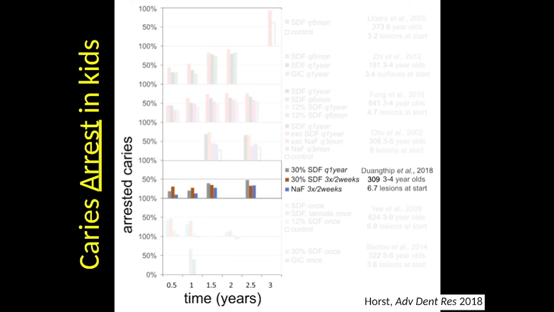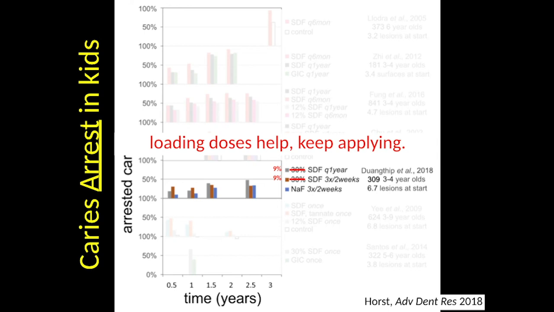This study is a little bit frustrating because they used a material that was supposed to be 30%, but really it was about 9%. So lower concentration material, and really what they were asking is, if we put this stuff on 3 times in 2 weeks, and then never again, how's that going to compare to just once per year? And if you look at the numbers, what's interesting, the gray is just once per year. And after 2.5 years, the once per year has more cavities stopped than doing it 3 times at the beginning. After 6 months, the 3 times in the beginning was better. But you need to keep putting it on over time. Have I said that yet? You need to keep putting it on over time.